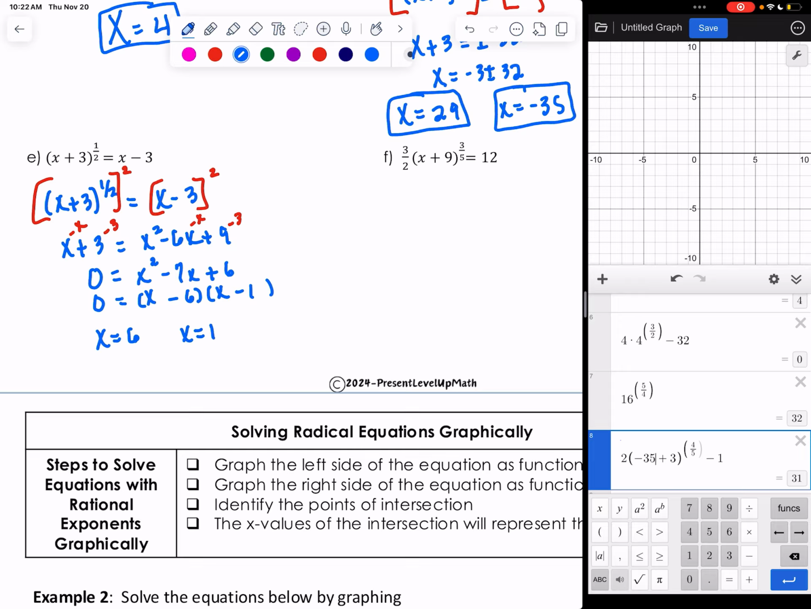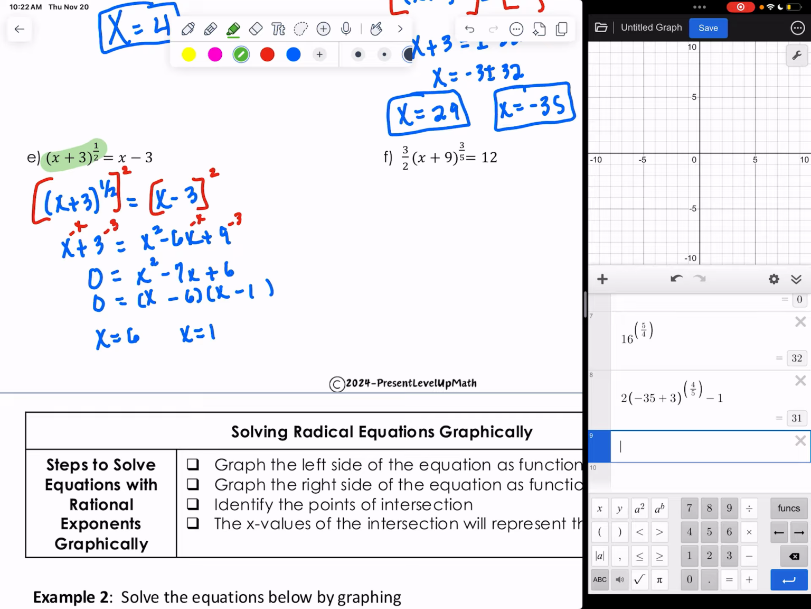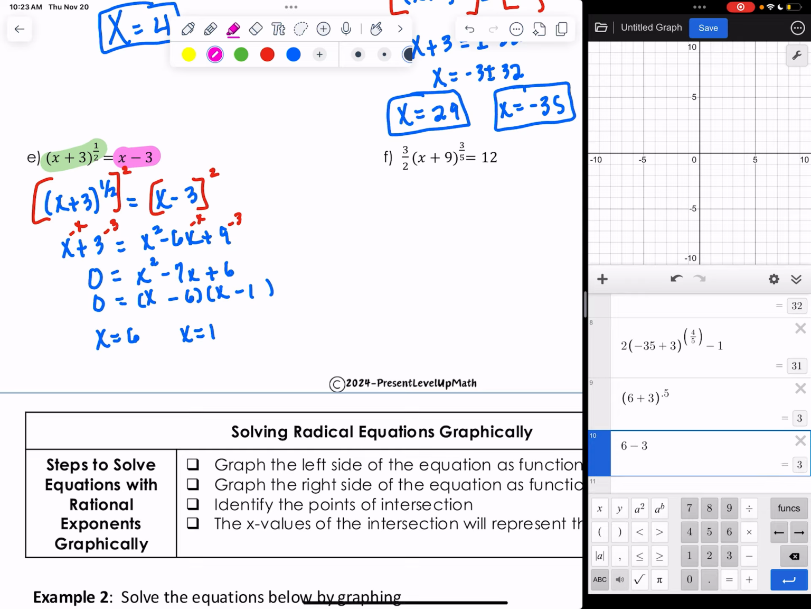Again, just like all the other problems, we're going to check them. The only thing is, I want this side, (x plus 3) to the 1/2 power, to equal this side. So, parenthesis, instead of x, I'm going to put my first solution, which was 6. Whoops, I need my parenthesis. (6 plus 3) raised to the, I'll use 0.5 power instead of 1/2, and that's equal to 3. Then I'll plug in the other side. x minus 3 would be 6 minus 3. So they're both equal to 3. So I know 6 is a solution.